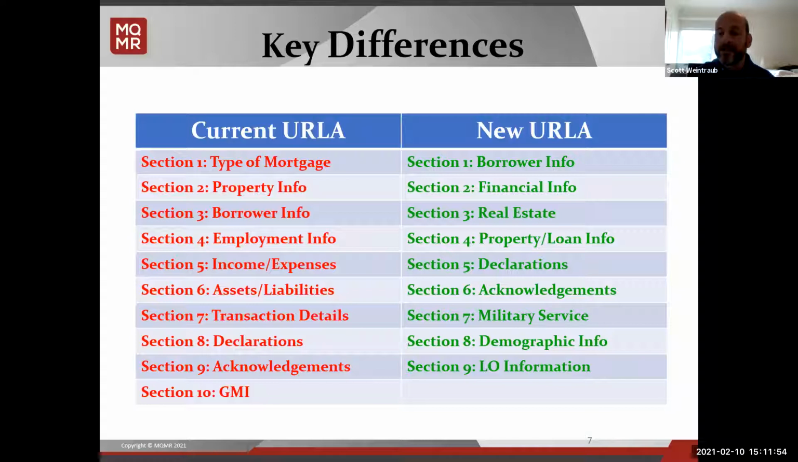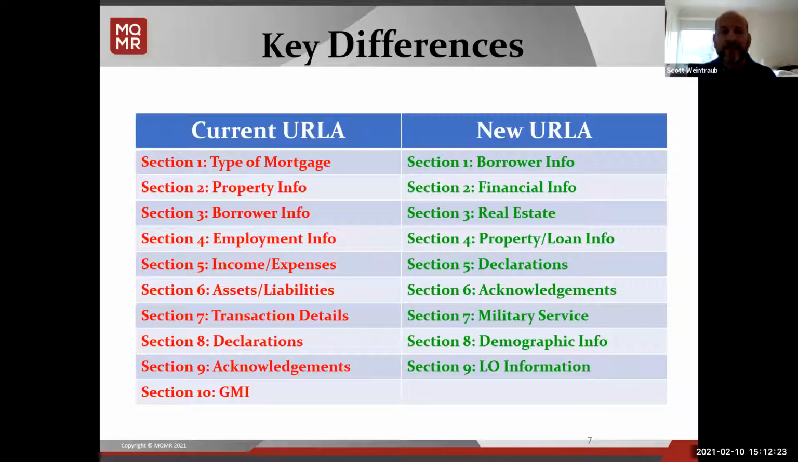And what is called the demographic information is in section 8 of the new version of the application. It was in section 10 of the previous version, whereas there is no identified section 10 in the new version of the application form. There's a section about military service in the new version of the application. There is not a section specifically designated for military service in the current version.